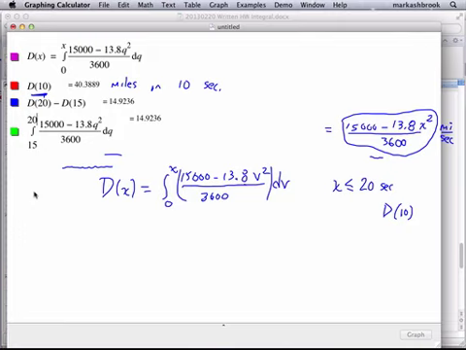So there are 2 different ways to represent that change in distance from 15 to 20 seconds: d of 20 minus d of 15, or the integral from 15 to 20 of the rate dq. Questions? Is this making sense?